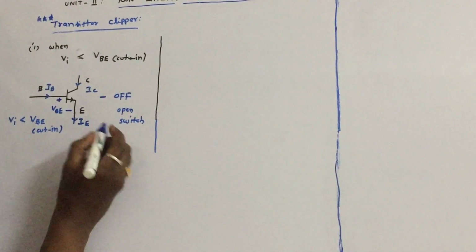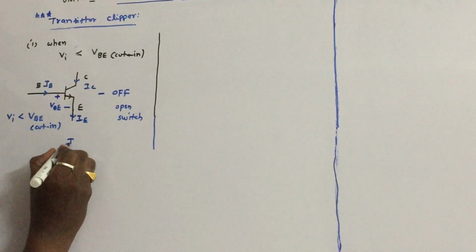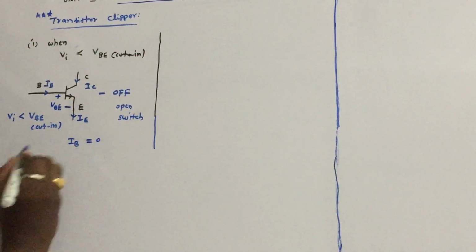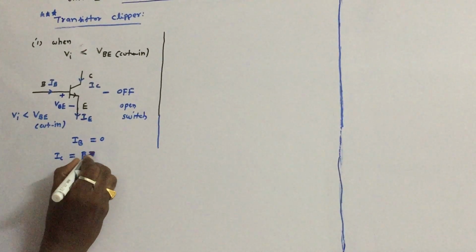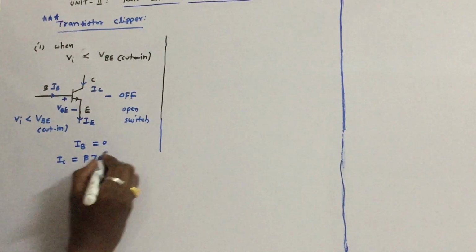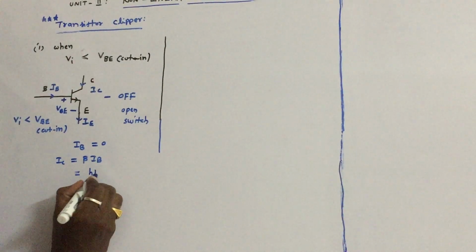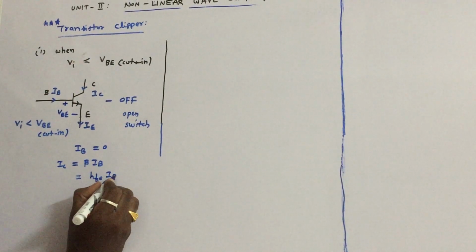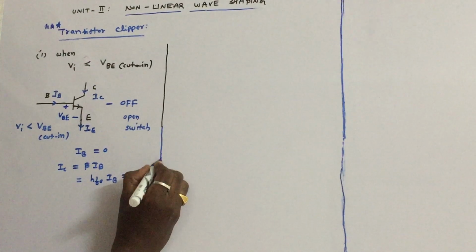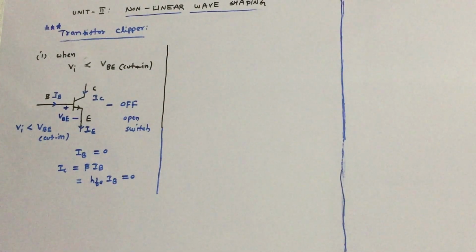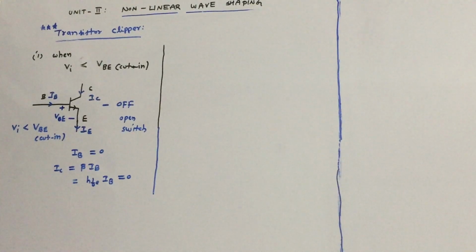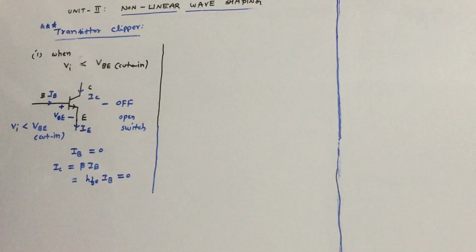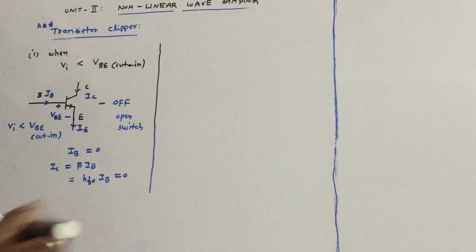Let us see what are the currents in the circuit. Under this condition, the base current is equal to 0. What is the collector current? Collector current IC is equal to beta times IB. Beta is also called HFE, so IC equals HFE into IB. Since the base current is 0, the collector current is also 0. So this is what you have to mention: the transistor acts like an open switch, base current is equal to 0, and collector current is equal to 0.